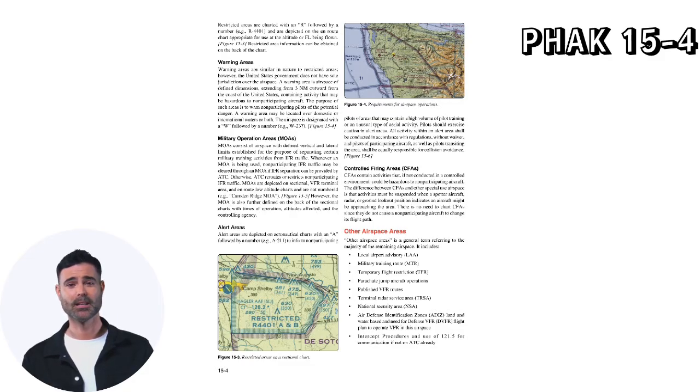A warning area is airspace of defined dimensions, extending from 3 nm outward from the coast of the United States, containing activity that may be hazardous to non-participating aircraft. The purpose of such areas is to warn non-participating pilots of the potential danger. A warning area may be located over domestic or international waters or both. The airspace is designated with a W, followed by a number, e.g., W237.